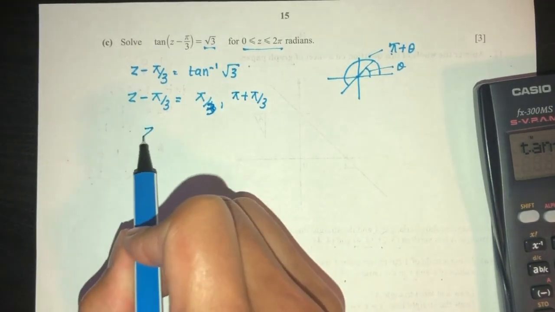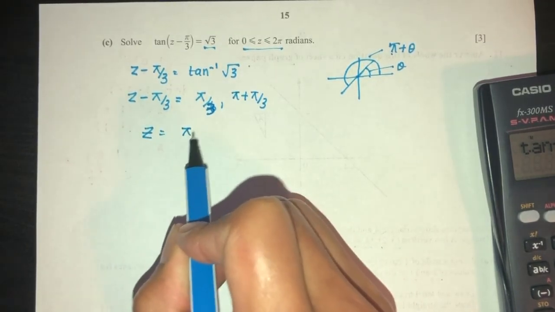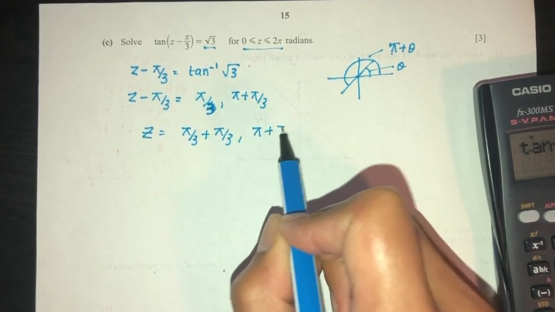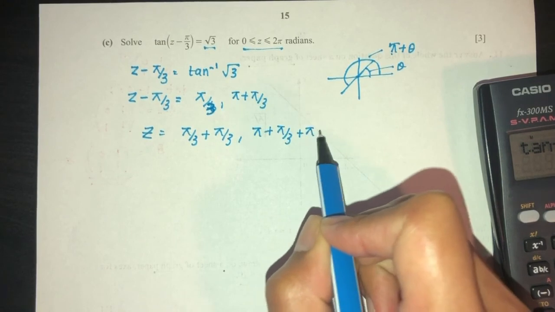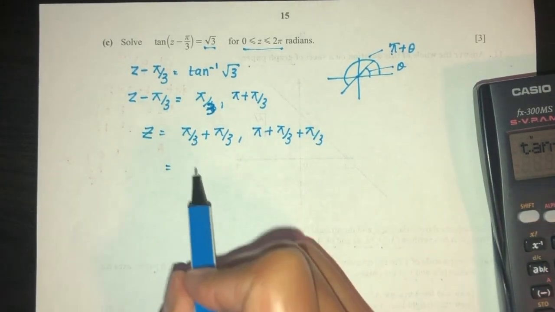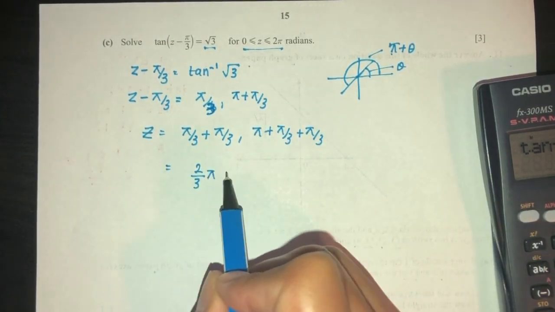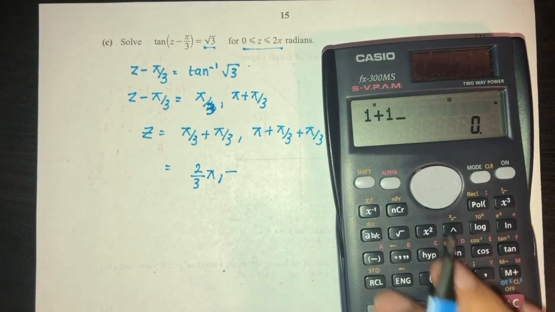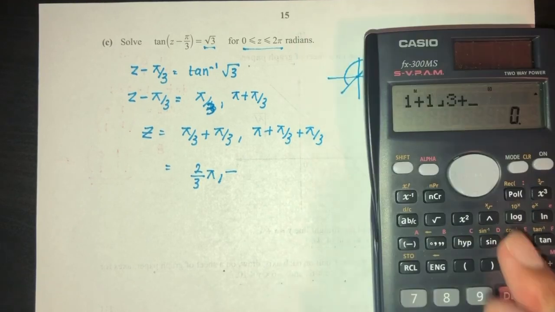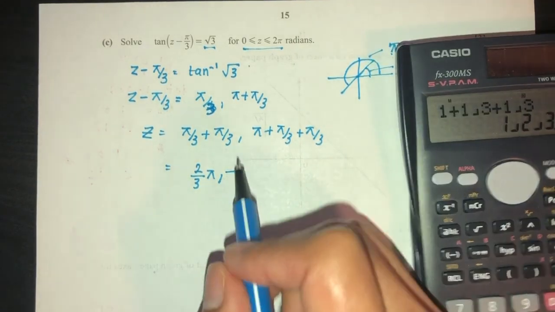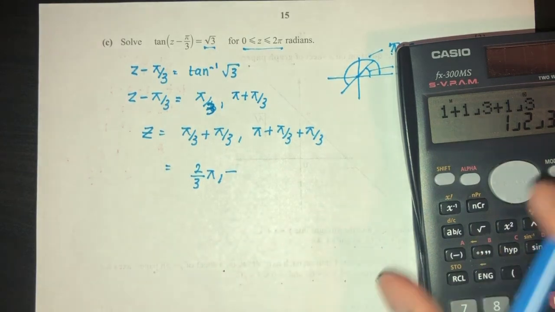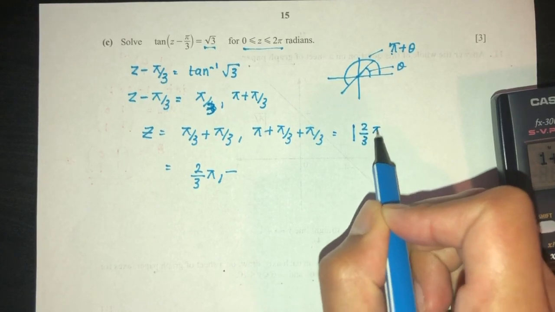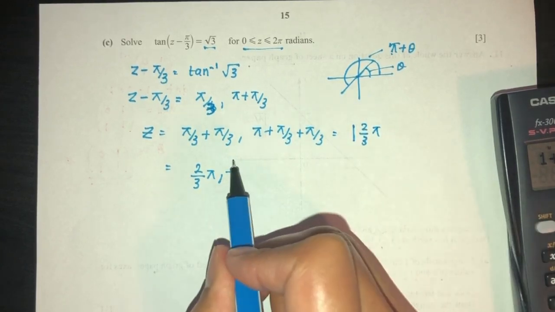Okay, so now to find the value of z is pretty straightforward. That will be pi by 3 plus pi by 3, and then pi plus pi by 3 plus pi by 3. The first one will give you 2 over 3 pi, and this one will give you 1 plus 1 over 3 plus 1 over 3. That should give you 1 and 2 over 3 pi, which is 1 times 3 is 3 plus 2 is 5, so 5 over 3 pi.